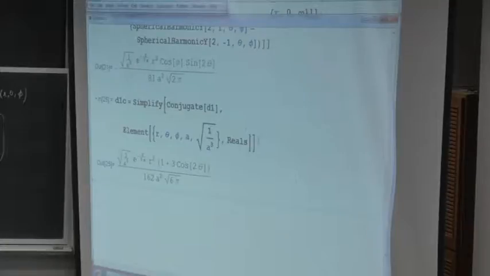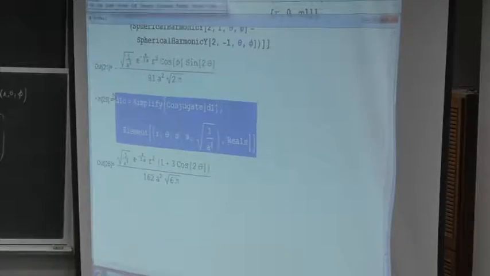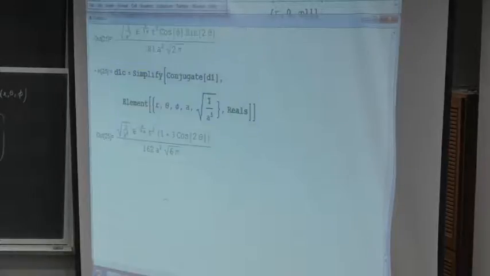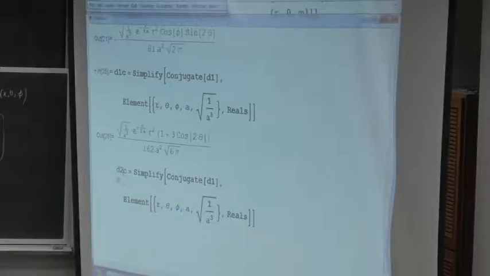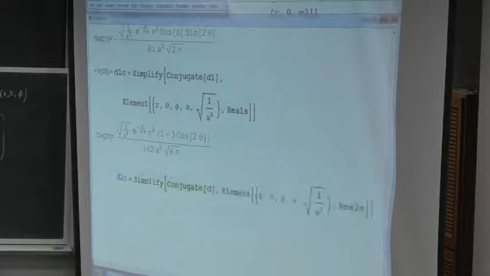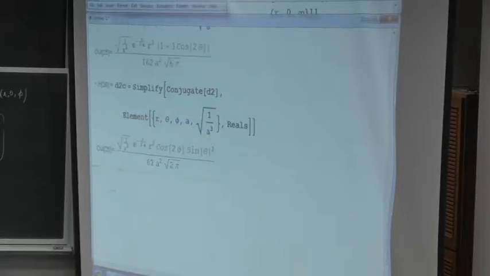Okay, so when you do mathematical programming in software like Mathematica, you'll have to tell it precisely which variable is real and which one is not. Now I can do this for all the wave functions. Okay, I'm defining the complex conjugates.